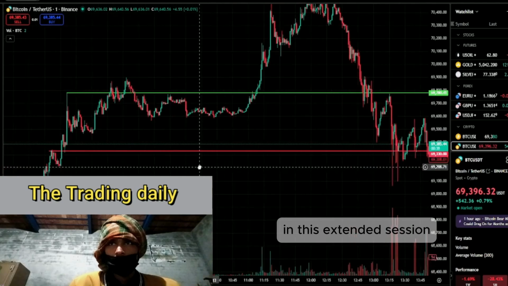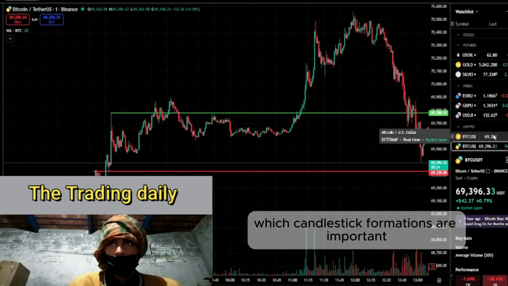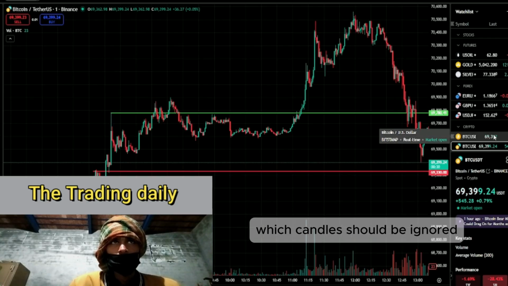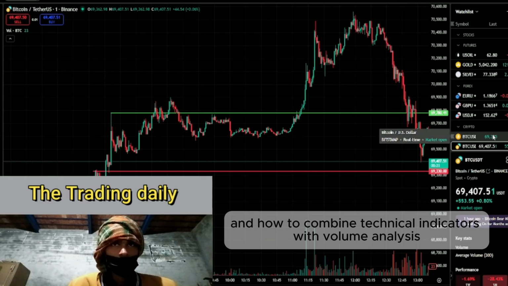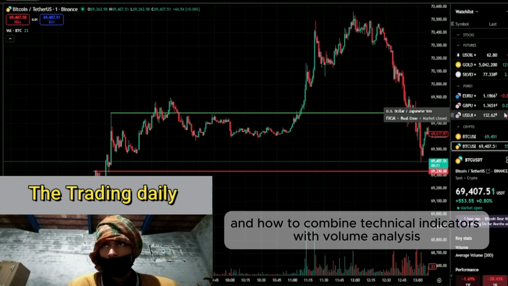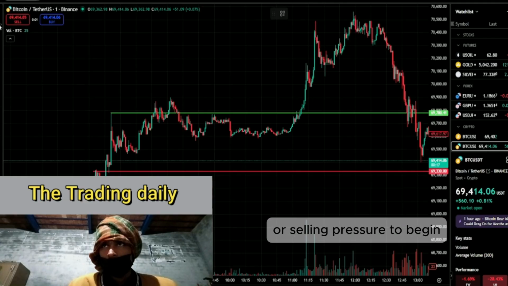In this extended session, we will break down exactly what to look for on the chart, which candlestick formations are important, which candles should be ignored, how to read momentum shifts, how to identify liquidity grabs, and how to combine technical indicators with volume analysis to determine whether the market is moving toward buying pressure or selling pressure.